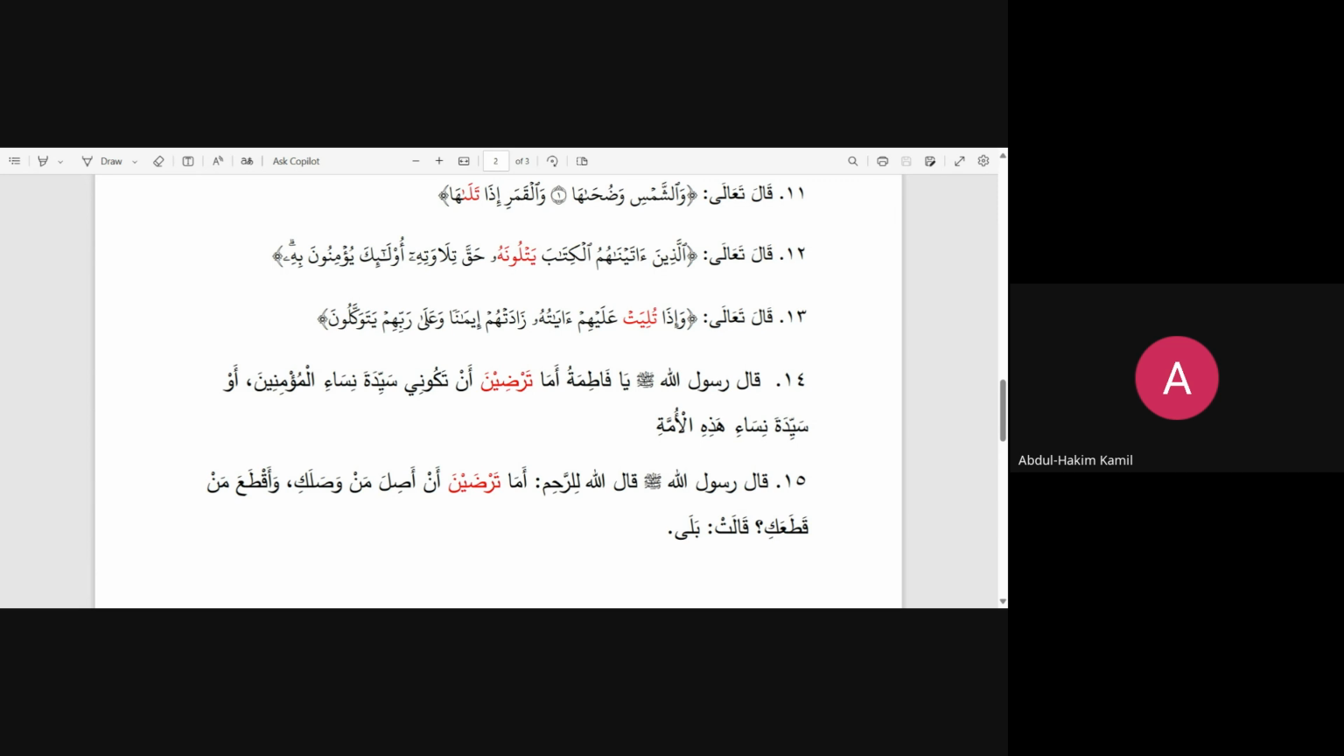And yesterday we were taking fi'l mudari, if the waw al-jama'ah gets connected to it, or ya al-mu'annath al-mukhataba. And yesterday we looked at the huruf al-illah min haythiyat al-ukra, from a different vantage point.